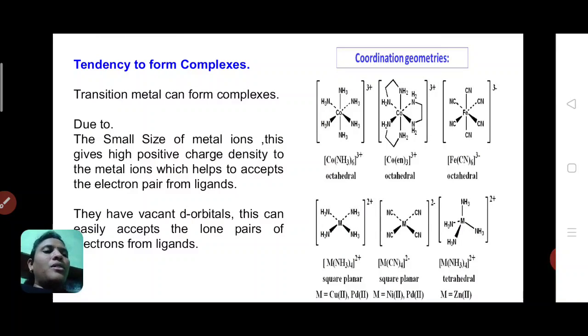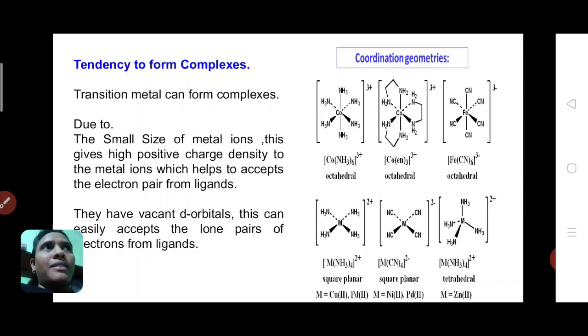So now we have studied the d block elements, and many properties we have discussed. The first property we discussed is that they have metallic and non-metallic characters. Then we studied their electronic configuration, their variable oxidation states. After that we studied their standard electrode potential, in which we studied reducing properties.